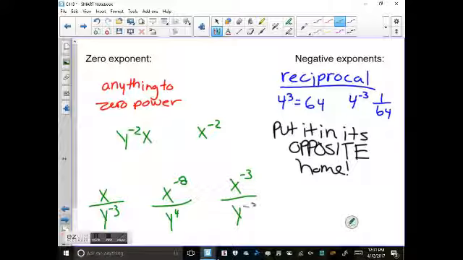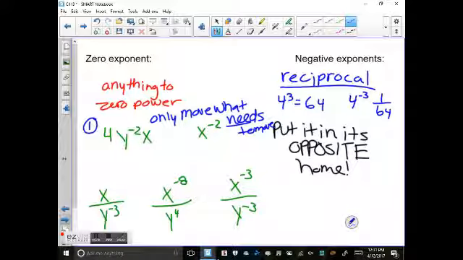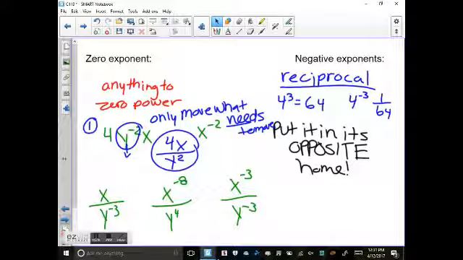Alright, so if we look here at this first example, put it in its opposite home. Only move what needs to move. So the only thing with a negative exponent is this guy. If you think about it, its opposite home is going to be below it. 4x over y squared should be my answer. If I look here, this is the only thing in that problem, so it needs to move below in the fraction. The only thing you can put above there is a 1. So it becomes 1 over x squared.